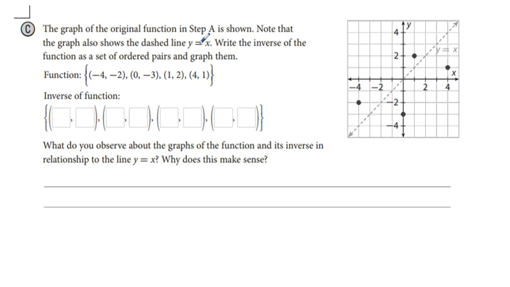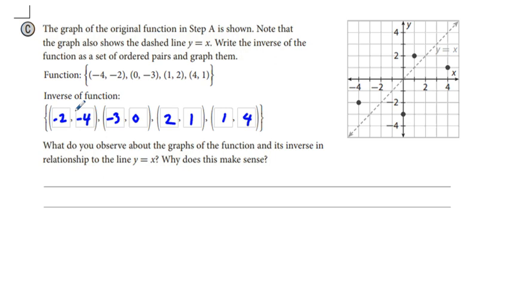Okay, the graph of the original function in step A is shown. Note the graph also shows the dashed line y equals x. Write the inverse of the function as ordered pairs and graph them. We have the point (-4, -2), which we're going to switch to (-2, -4). X's become y's, y's become x's. For the next one, we have (-3, 0). Next, (2, 1). For the last one, (1, 4). So we switched the order. And now it says graph them.